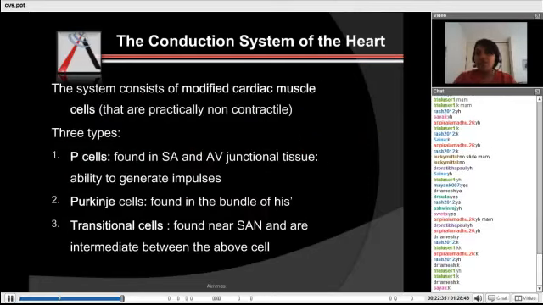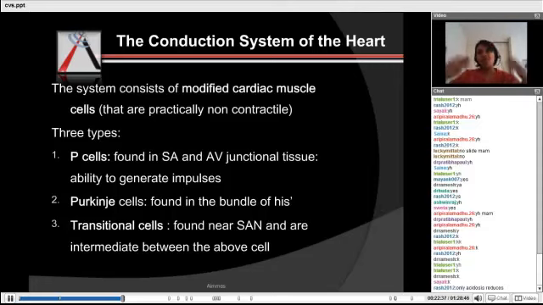Next, we'll be talking about the conduction system of the heart. Remember, we have been talking till now about the contractile muscles of the heart.